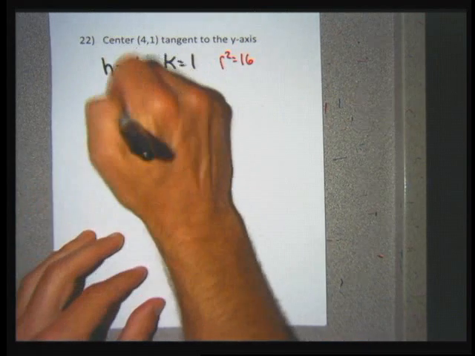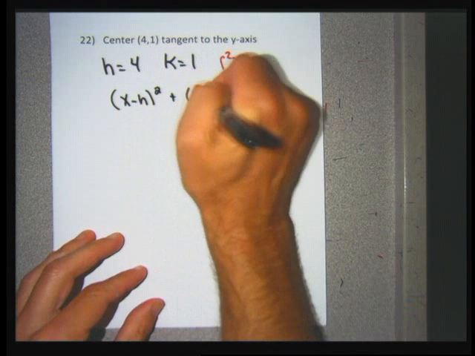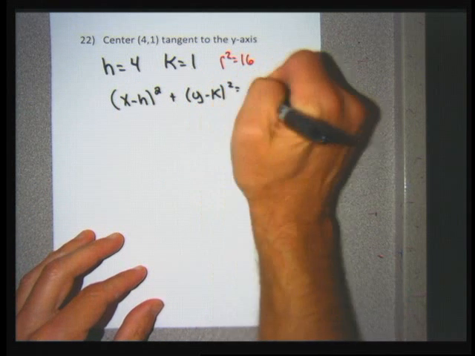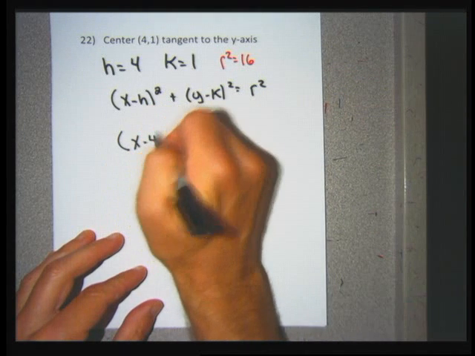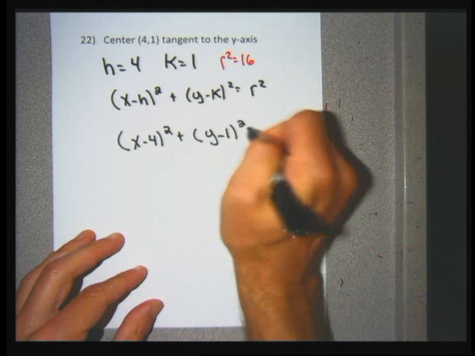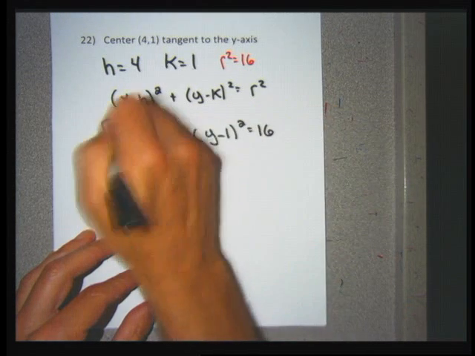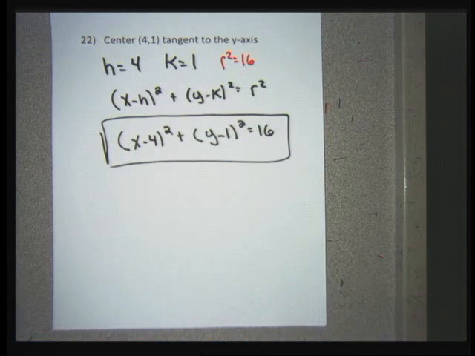And again, the formula for the circle is (x minus h) quantity squared plus (y minus k) quantity squared equals r squared. The answer to this problem is going to be gotten by putting a 4 in for the h, a 1 in for the k, and a 16 for the r squared. So this is the equation, or the answer to problem 16. This is all that's asked for.